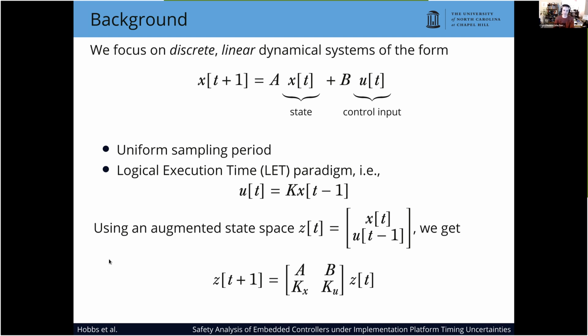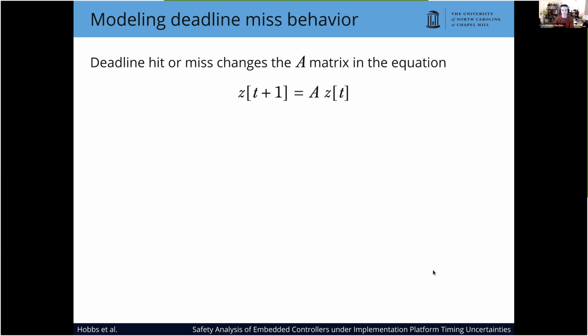And in particular, this allows us to use an augmented state space that contains both the state of the plant and the previous control input, so that we can then model these equations using a single matrix times vector operation, which we use in modeling the dynamics under deadline misses. So essentially what a deadline miss does, because it changes how the control input is applied, is it changes the matrix in that equation.